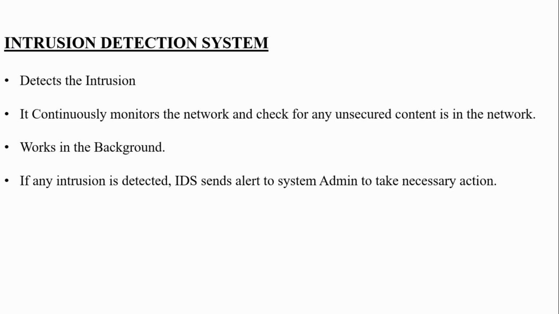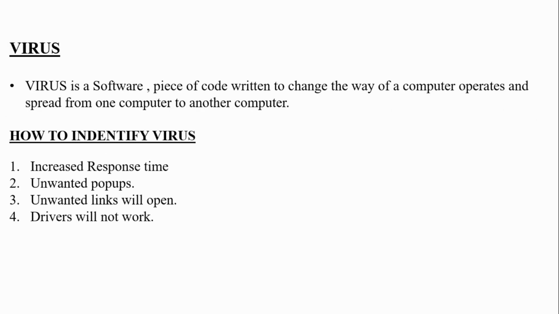Next, we have the intrusion detection system, which detects intrusions in our system. It continuously monitors our network and checks whether there is any insecure content in it. If there is, it immediately sends an alert message to the admin to take the necessary action. So the intrusion detection system works to trigger immediate action when insecure content is in the network.